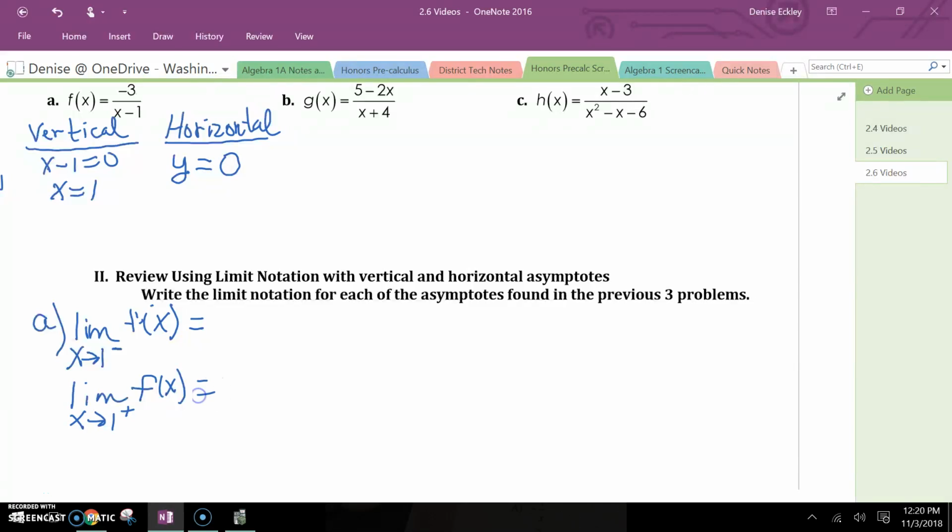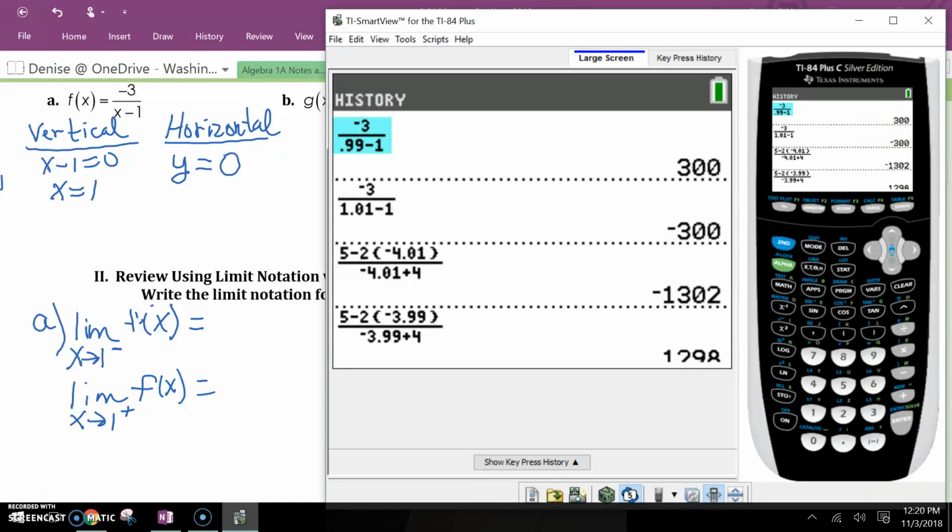Now, how we find those is a real simple process, and we can do it in any calculator. So let me pull the calculator up here. If you look at the one in blue, I picked a number to the left of 1, but very close, 0.99. I substituted that in the function, and I got a positive 300, kind of a large positive number. Then right below that, I put in for x 1.01, which is just to the right of 1, our vertical asymptote. And if you notice, the value was negative 300.